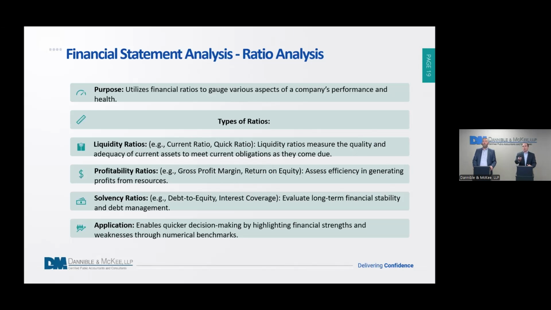But what liquidity ratios measure is how the current assets are going to help you meet your current obligations as they come due. Profitability ratios basically assess the efficiency of generating profits through your resources. And then your solvency ratios evaluate your long-term financial stability and debt management.